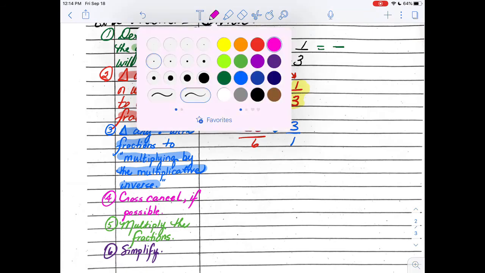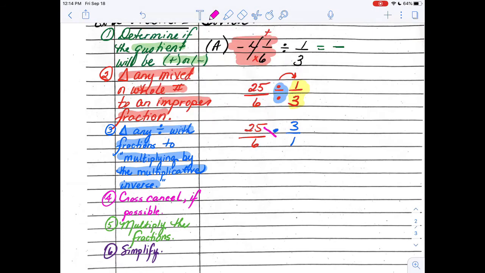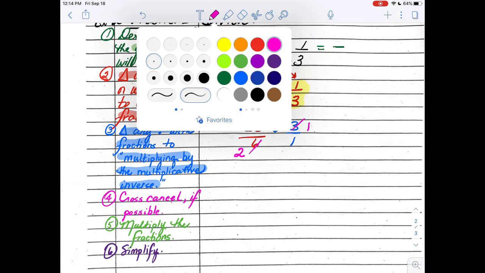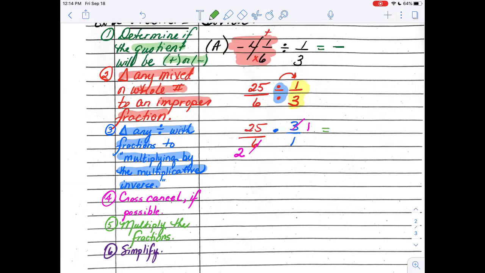Now, let's cross cancel if we can. Can I reduce 25 and 1? No. Can I reduce a 6 and a 3? Yes. 3 goes into both. So let's divide those both by 3. That becomes a 1. That becomes a 2. Now, just like with multiplying our fractions, let's multiply our numerators. 25 times 1 is 25. On the bottom, 2 times 1 is 2.